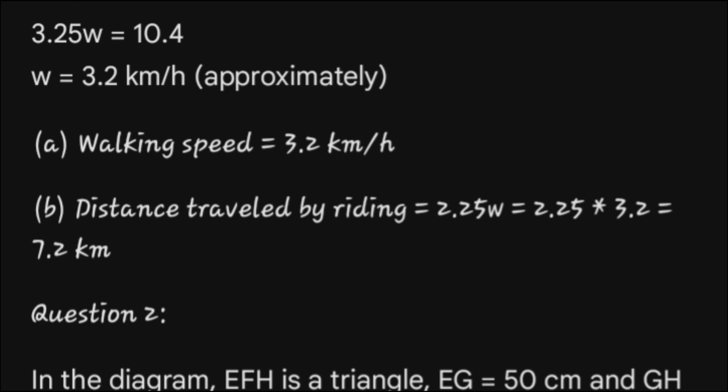A. Walking speed equals 3.2 kilometers per hour. B. Distance traveled by riding equals 2.25 W equals 2.25 times 3.2 equals 7.2 kilometers.